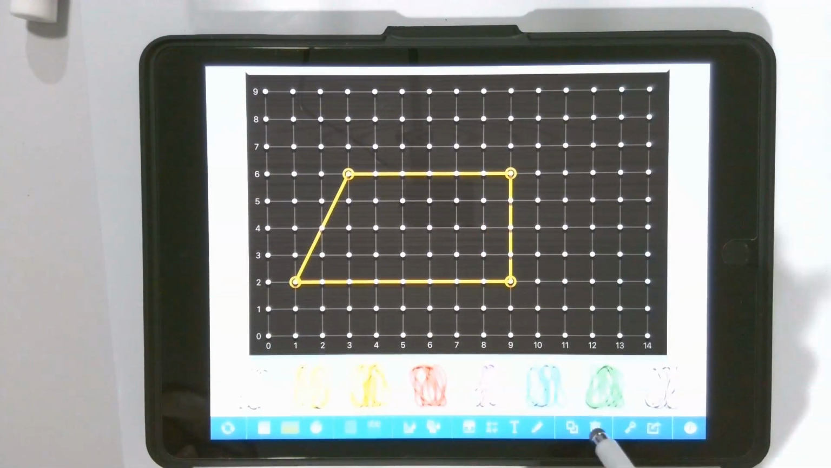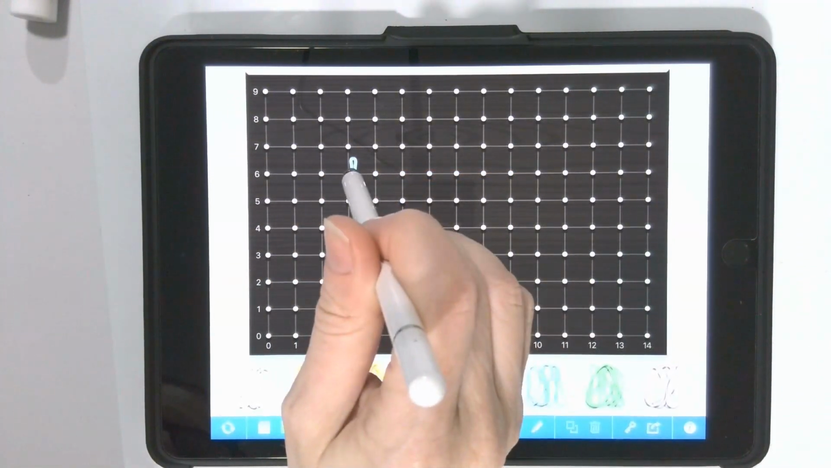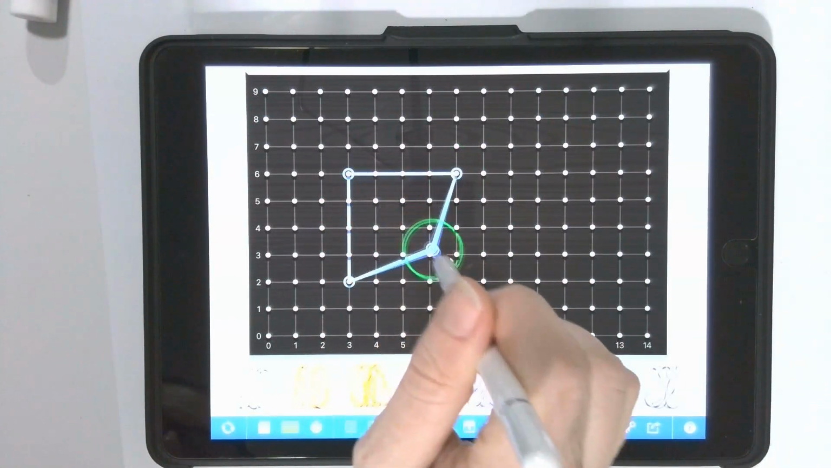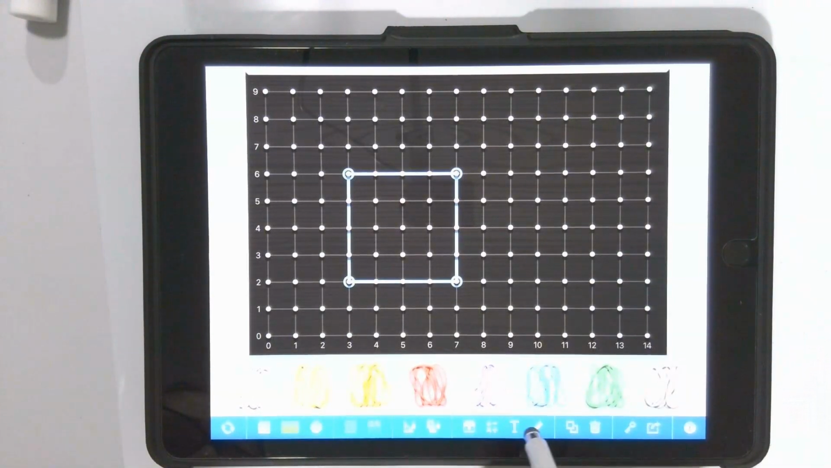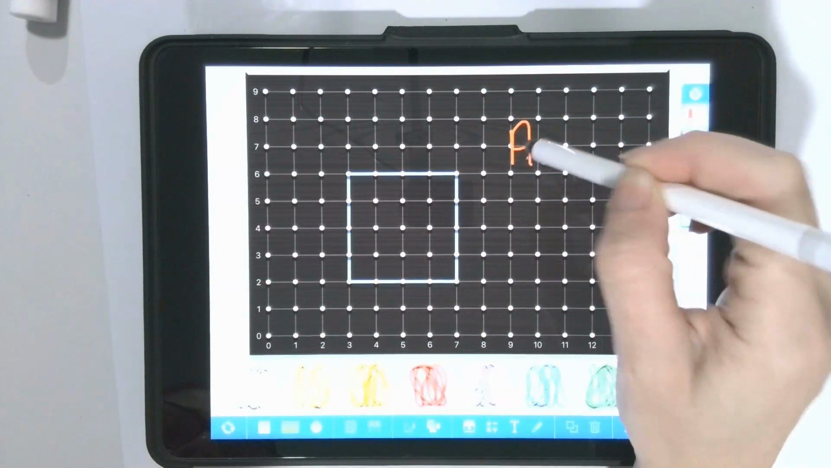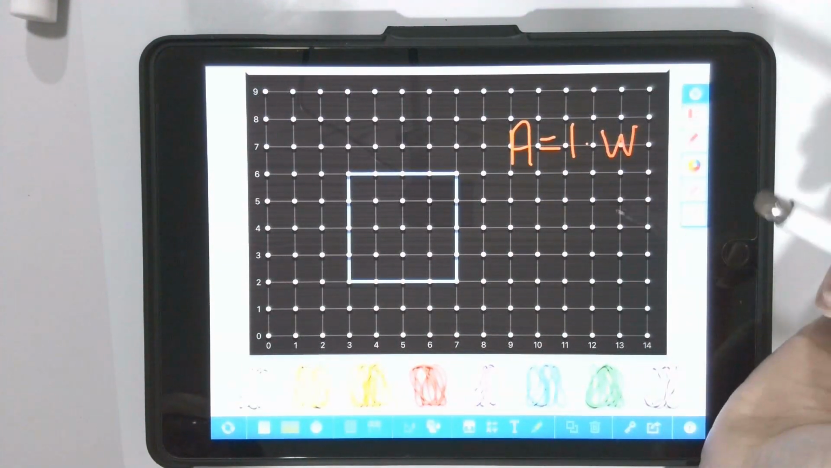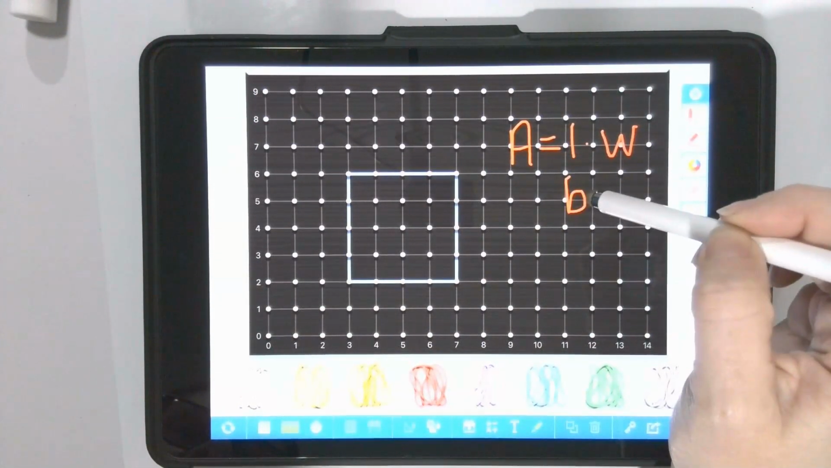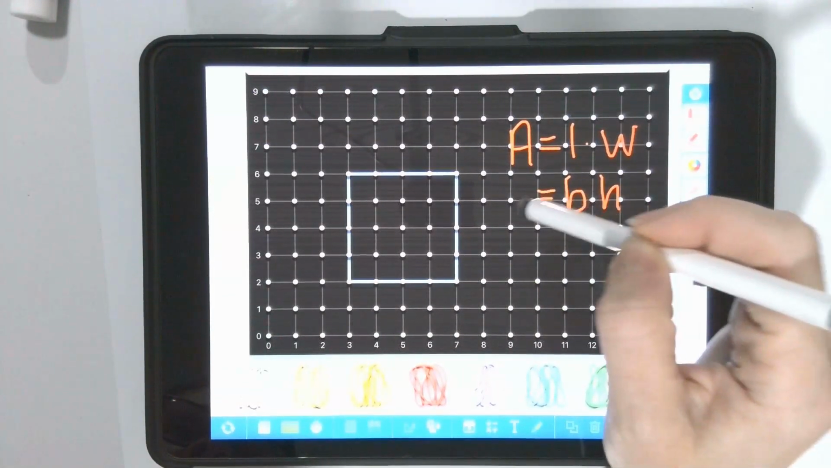So let's refresh our memory on finding the area of a regular quadrilateral that we're familiar with, such as a square. In order to do this, you need the area formula. And the area formula for a square or a rectangle is just going to be area equals length times width. I want to start referring to the length and the width as base and height because that's going to be more helpful to you.